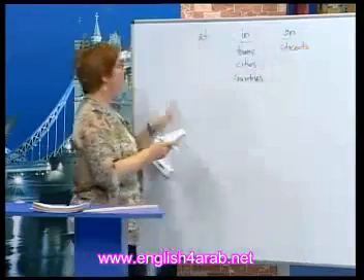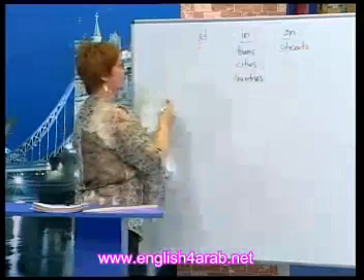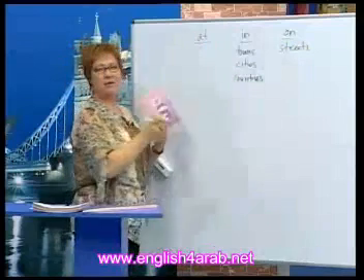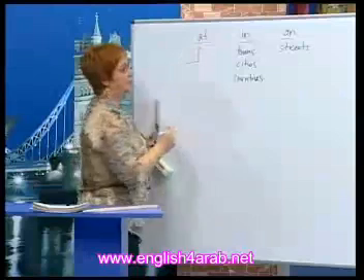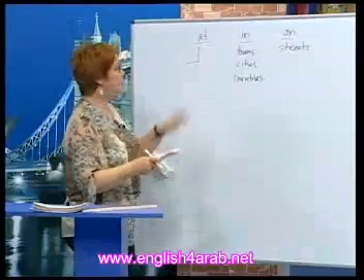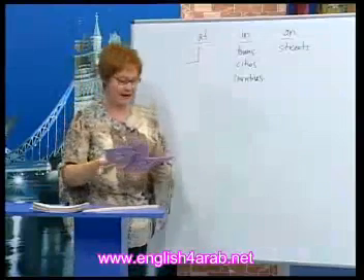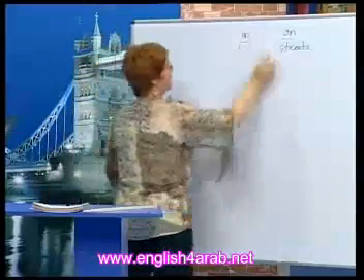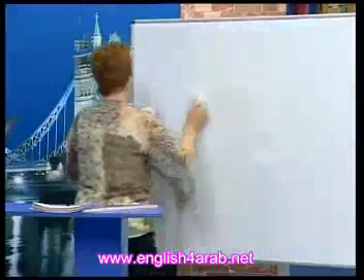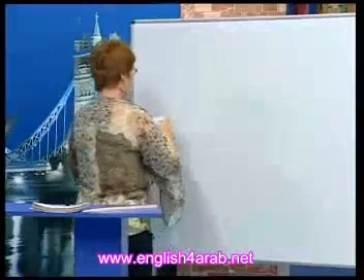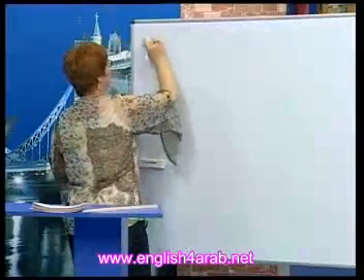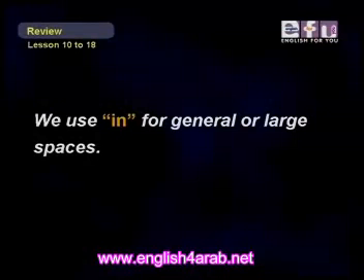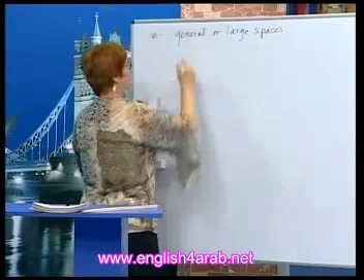We use on for streets. Okay? And we use at for a special place where maybe two streets meet. Like a corner. So, in, on, and at. Now, let's look at some examples of sentences with these prepositions. Now, we're going to do in. Now remember, in is for general or large spaces. And here are some examples.